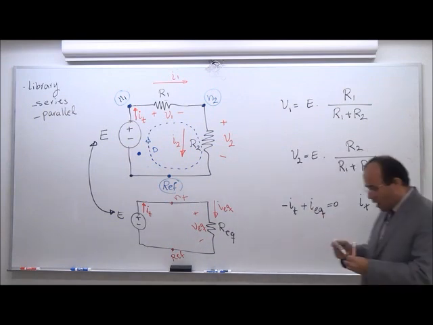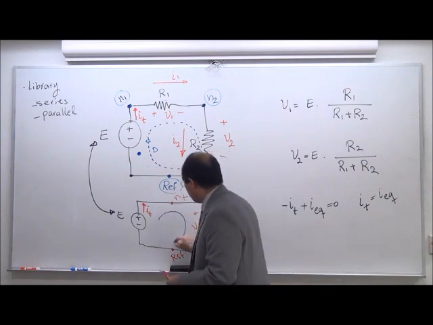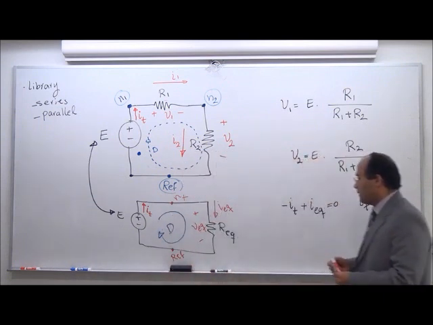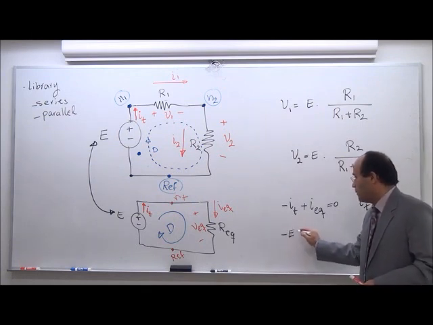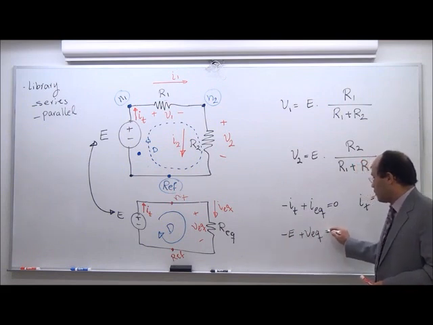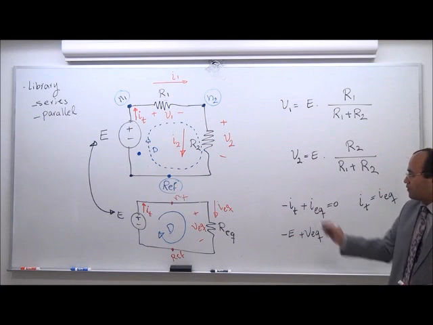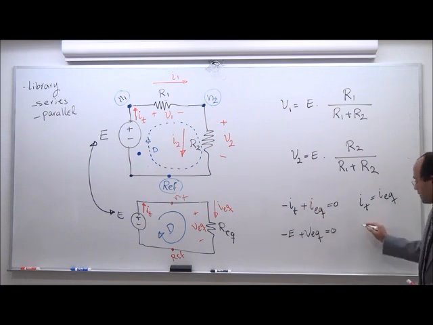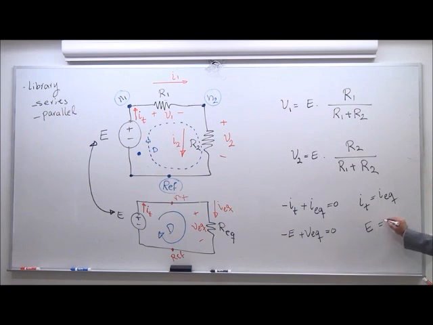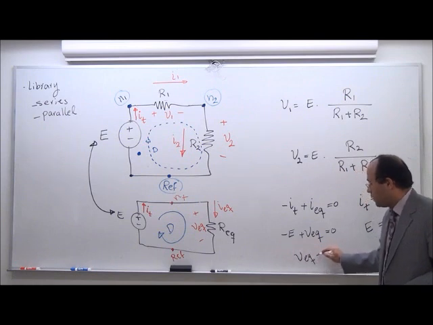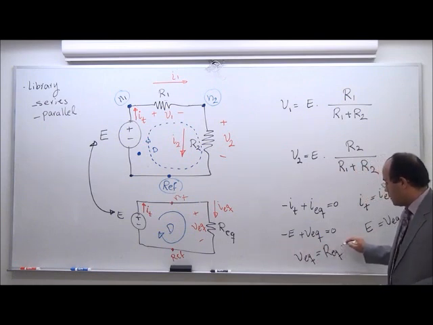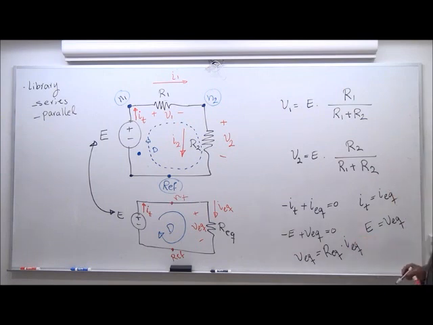Okay? Now if I write the loop and assign a clockwise direction to this, what do I get? The KVL law. It says minus E plus V equivalent is equal to zero. Minus E because I see minus first, plus V equivalent because I see plus first. As such, E goes to the other end, becomes positive, and is equal to V equivalent. I wrote the two topology laws for this simple design. Then I'm going to write the component law: V equivalent is equal to R equivalent times I equivalent.